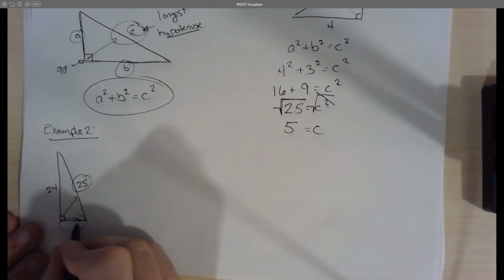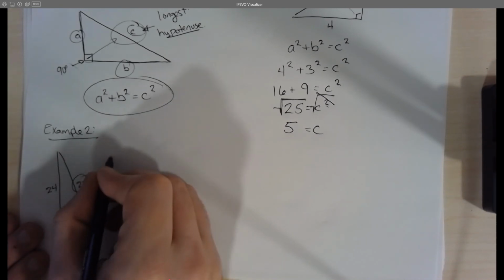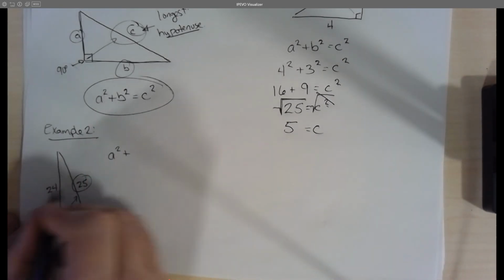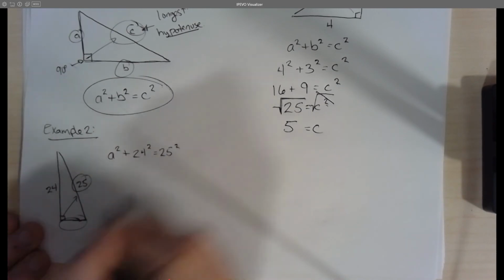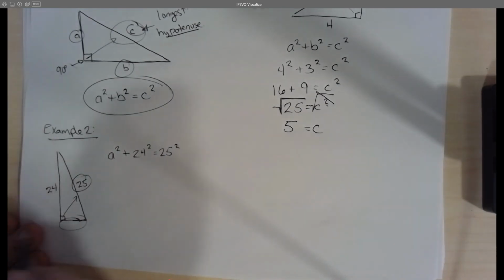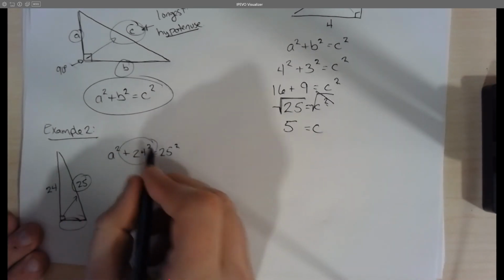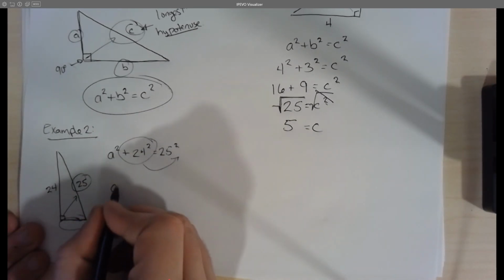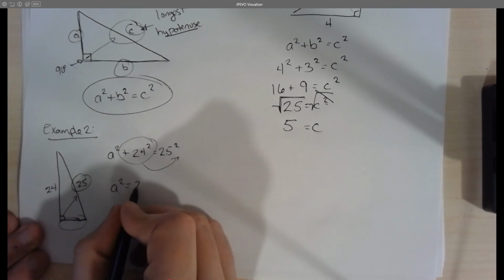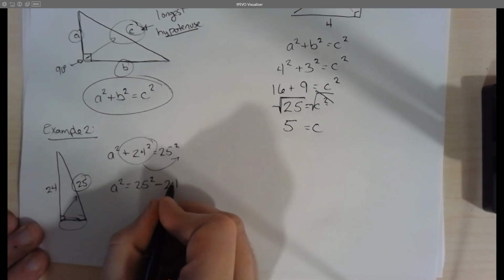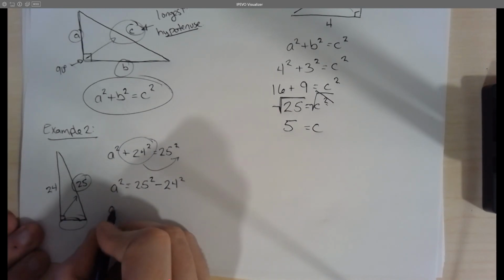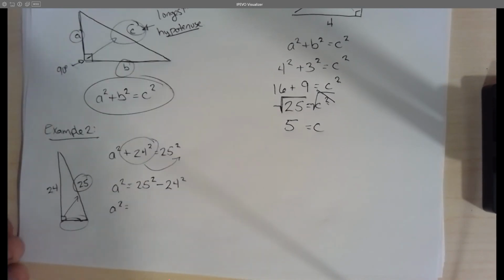Doesn't matter whether you think of this as A or B, I'm going to think of it as A. So A squared plus 24 squared equals 25 squared. If I wanted to rearrange this and bring this over to this side, A squared equals 25 squared, the hypotenuse, minus 24 squared. That's my side length B. Okay, let's start plugging what we know into our calculator.